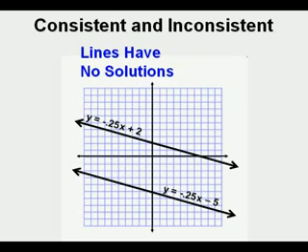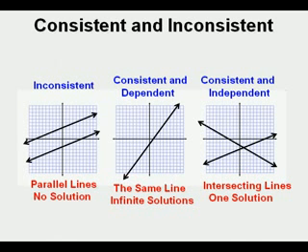To summarize, inconsistent means no solutions, that the lines are parallel. Consistent and dependent means two equations that are really the same line. Consistent and independent means two lines with different slopes. They intersect at one point.